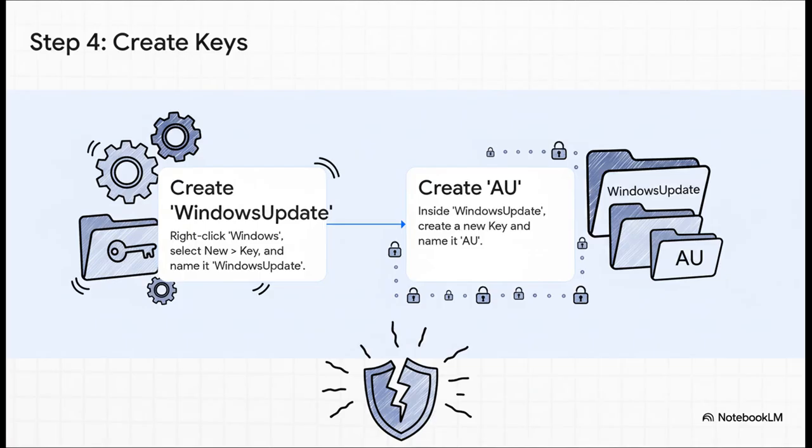So once you're highlighted on that Windows folder, we're going to create a couple of new folders, or as the registry calls them, keys. Just right-click on Windows, go to New, and choose Key. Name this first one WindowsUpdate, all one word. Then, right-click on your new WindowsUpdate key and do it again, naming the second one AU.